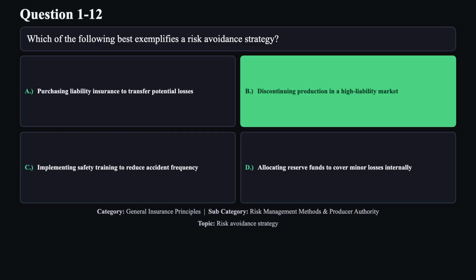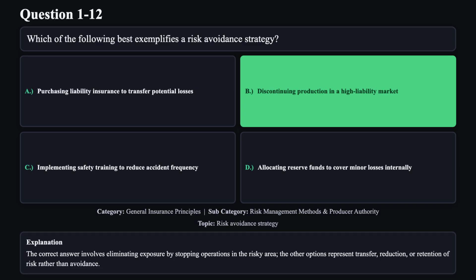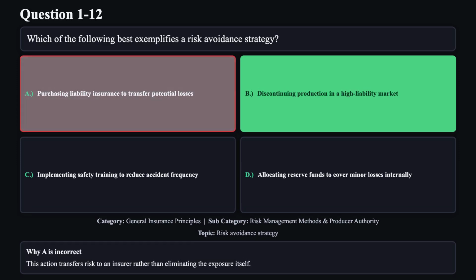The correct answer is B. The correct answer involves eliminating exposure by stopping operations in the risky area. The other options represent transfer, reduction, or retention of risk rather than avoidance. Reason A is not correct. This action transfers risk to an insurer rather than eliminating the exposure itself.